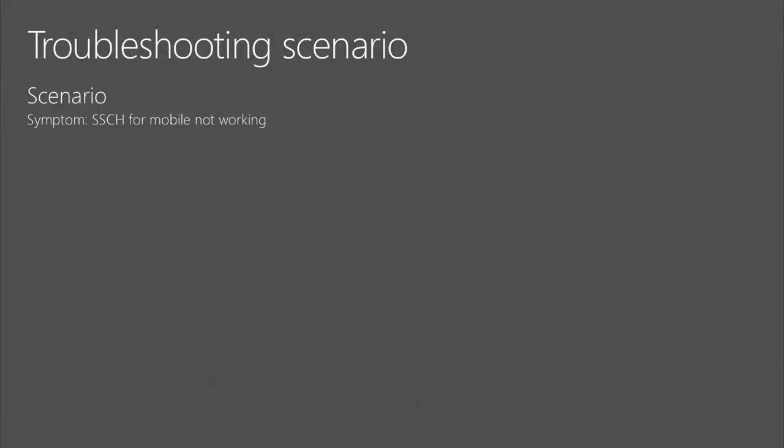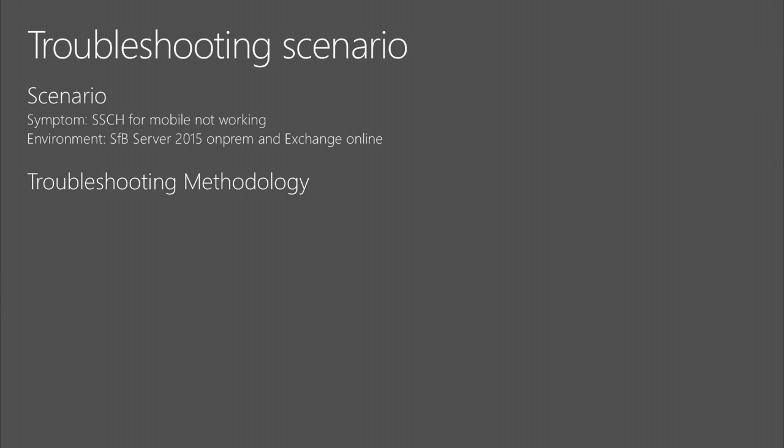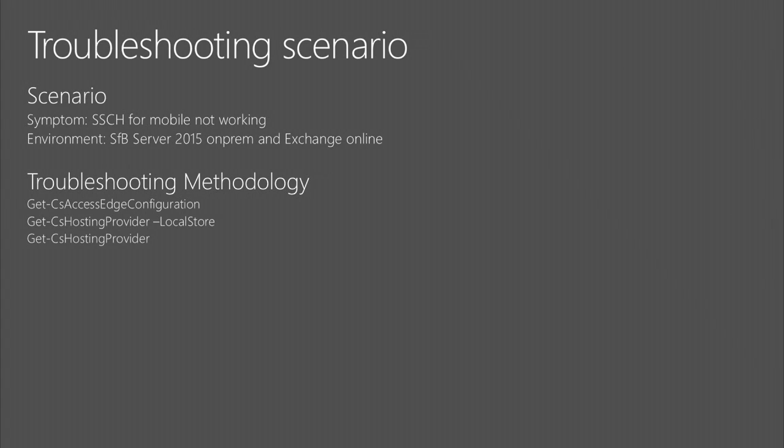So, a troubleshooting scenario for SSCH. Let's say the customer or your environment has this feature not working, even though it is meeting all the prerequisites. The troubleshooting methodology to start with would be to go through some basic checks. This scenario is for an environment where you have Exchange Online. So you want to make sure your XSH configuration is correct, you have those settings, those flags for talking to the online world set up correctly, and your Get-CsHostingProvider has an entry for online.